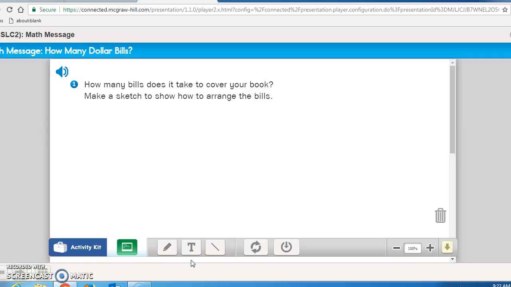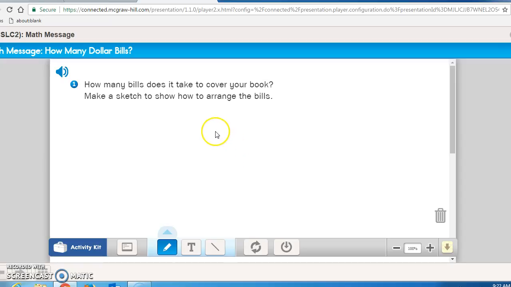Now, you might notice that the bills may not fit exactly on the book, so you're going to need to estimate the number of whole bills that will cover your page. Then I want you to use the dollar bills to help you complete the problem on Math Journal page 117. So, how many bills did it take you to cover your book? Make a sketch to show how you arranged those bills. And then I want you to bring it up to me and show it to me.